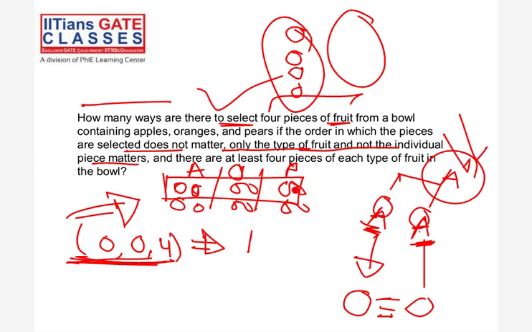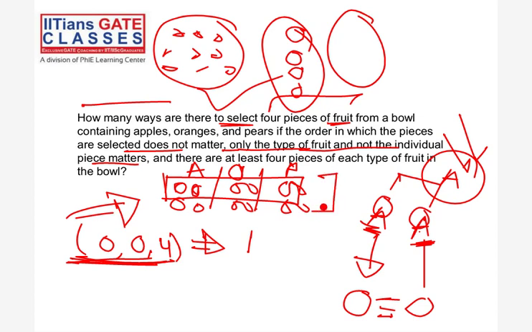Why? Because you see, all these pears are the same. Basically, the individual piece does not matter. So it is like this: there is a pool where pears are present. There are many pears. There are at least four pears, he has already said that. Now, the individual piece does not matter. We just want to select four pears. Then how many ways can you select? You can just pick four pears. So there is only one way.